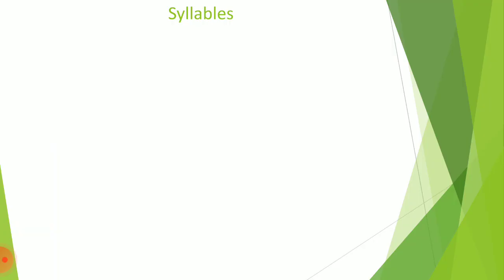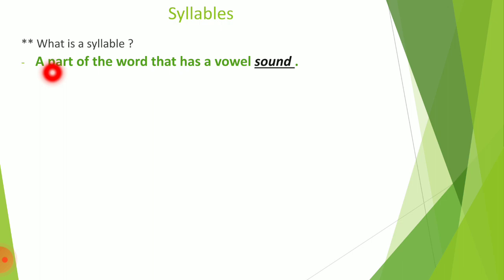But before we start, Tasa, let's learn the word syllable. أو اللي هي مقاطع الكلمات. So let's start by knowing what is a syllable. Now the syllable تاسع is a part of word that has a vowel sound. هو جزء من كلمة. هذا الجزء شرط عندي إنه يحتوي على صوت vowel.